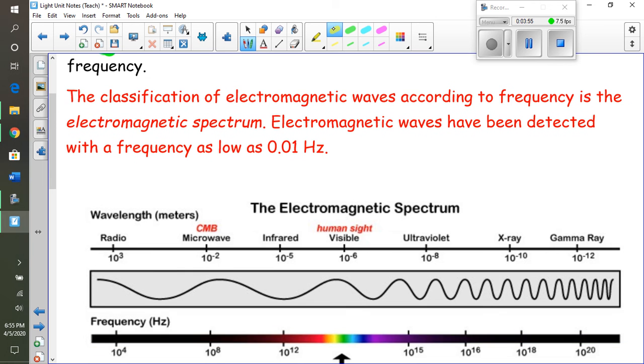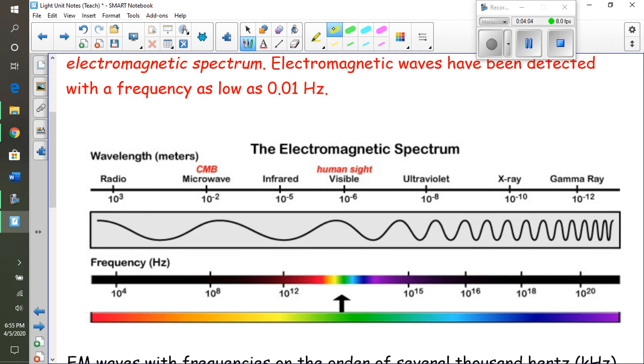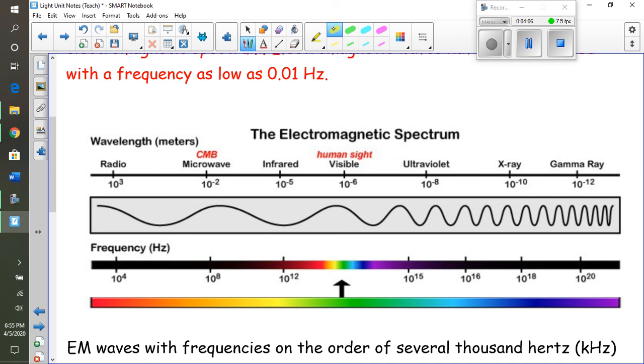We have detected electromagnetic waves with a frequency as low as 0.01 hertz and on up. So with this, we have our spectrum. Now this section right here, this is what we see in. This is the part of the spectrum that is visible to our eyes. This is the part where our rods and cones allow us to actually see it.